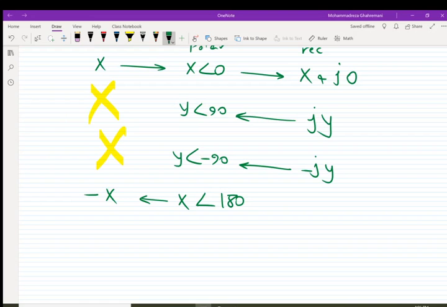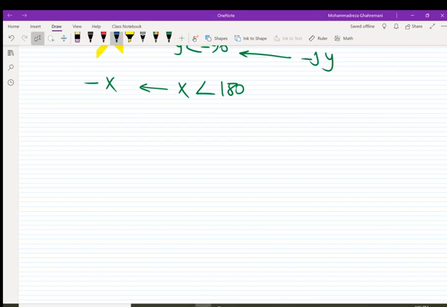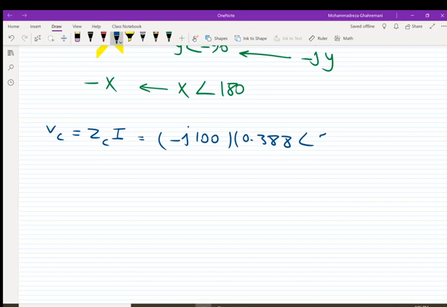Okay, so let's go ahead and find the voltage across the capacitor, VC. VC is the impedance of the capacitor times the current, which is equal to negative j100 times 0.388 with the angle of 56.3.